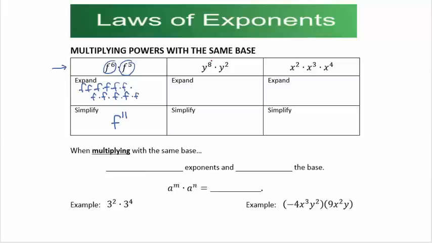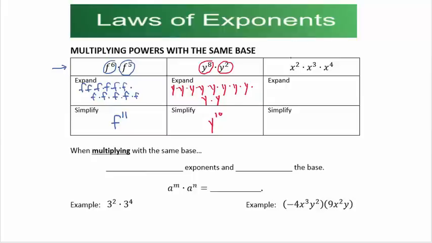All right, y to the 8th means y times y times y times y times y times y times y times y. That's 8 y's times y to the 2nd. I'm going to have 2 more y's. So I have a base of y, and then how many y's do I have? 1, 2, 3, 4, 5, 6, 7, 8, 9, 10.